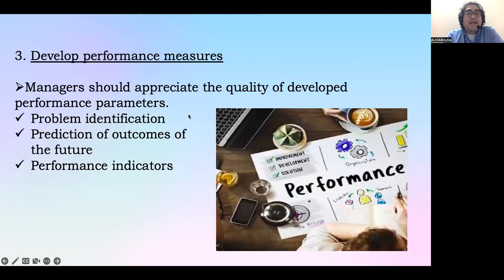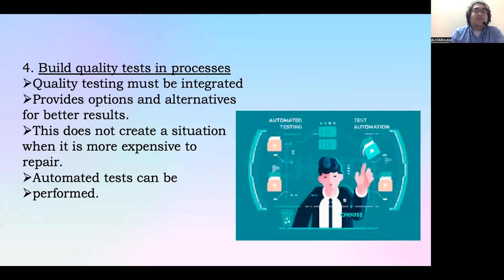So next, third, develop performance measures. Managers should appreciate the quality of developed performance parameters. Number one, problem identification, prediction of outcomes and of the future, then performance indicators. Next, build the study, test, and processes. Quality testing must be integrated, provides options and alternatives for better results. This does not create a situation where it is more expensive to repair. So next is automated tests can be performed para sa build quality tests and processes.